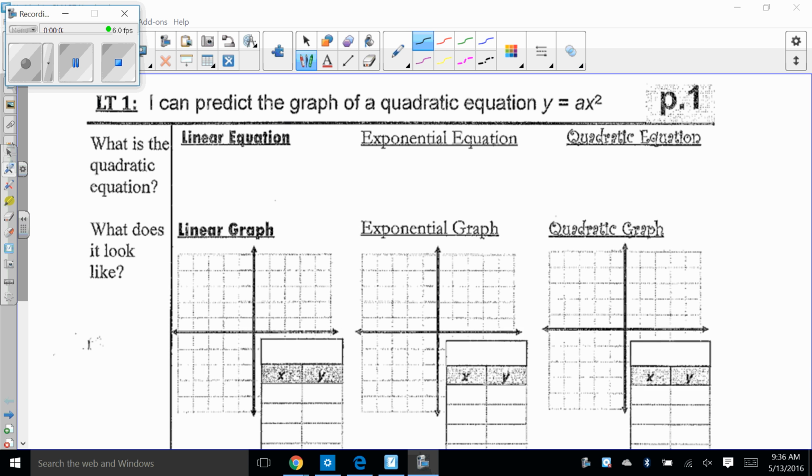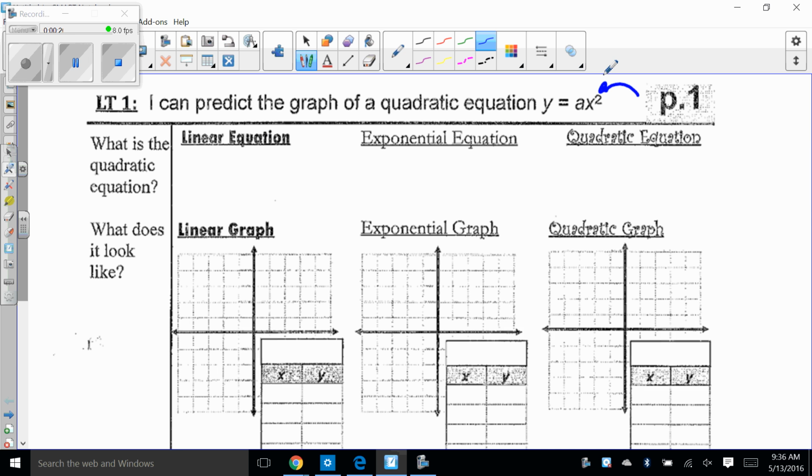Hey, 8th grade. So our learning target today is I can predict the graph of a quadratic equation y equals a times x squared. So what we're going to talk about is things that are not linear anymore. The minute we get this power in here, we have something that's not linear. So that power is going to make it exponential or quadratic in style.